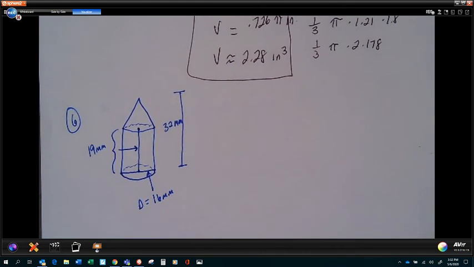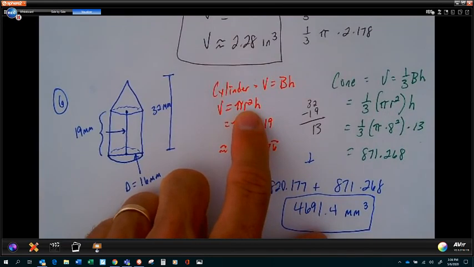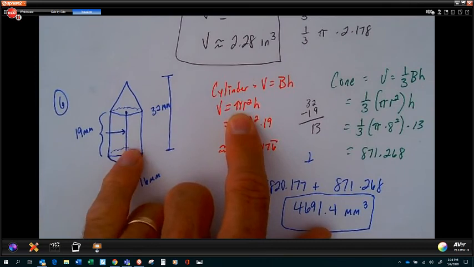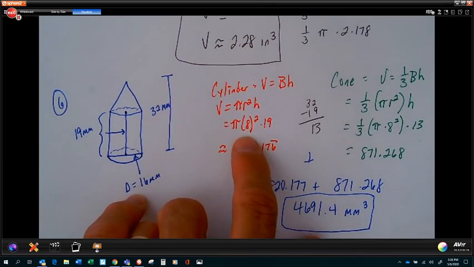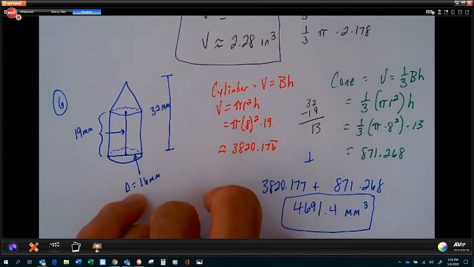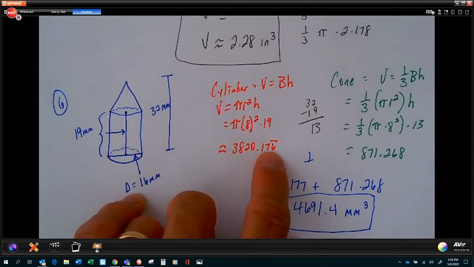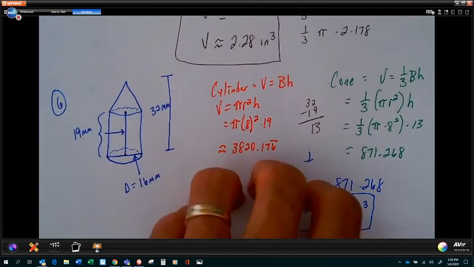Okay, we find the volume of the cylinder first, and again, it's the big base times the height. The big base is a circle, pi r squared. We know if the diameter is 16, then the radius is 8. We square 8 to get 64. 64 times 19, and then times pi is going to give us 3820.177, which we'll round to the nearest hundredth.